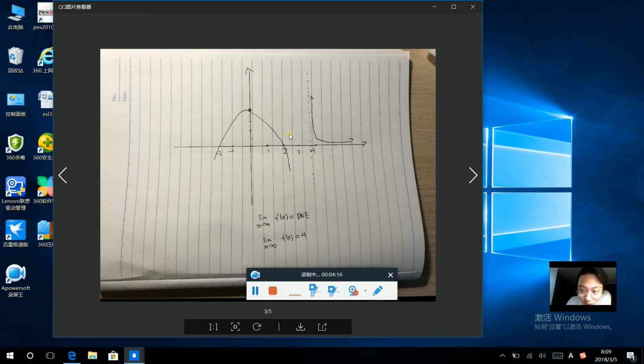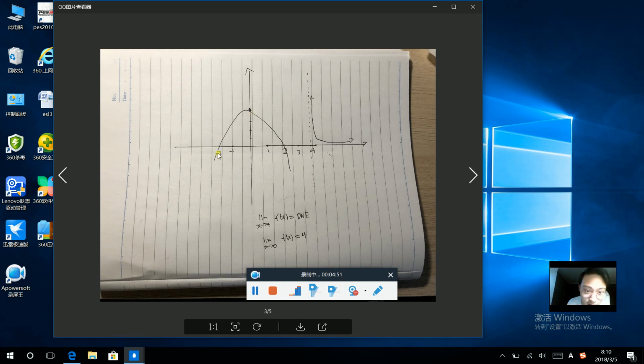In this graph, we can see that there's a vertical asymptote over here. If I try x approaching 0 over here, this is the 0 point. I get that, 1, 2, 3, 4, f(x), which is the y value, should equal 4 over here. The graph is a little bit rough, so never mind, sir.